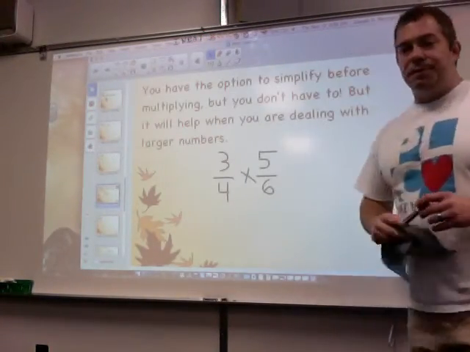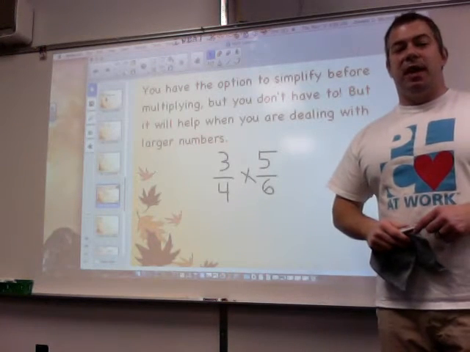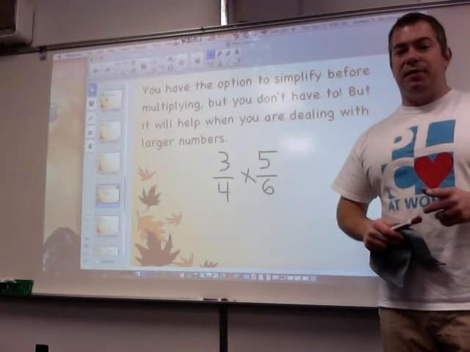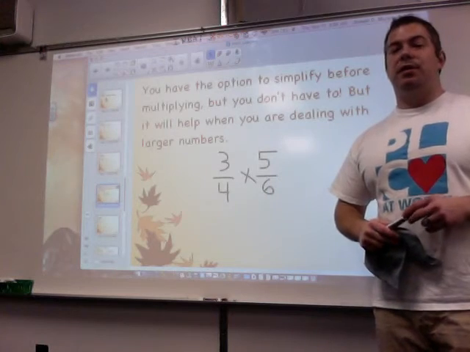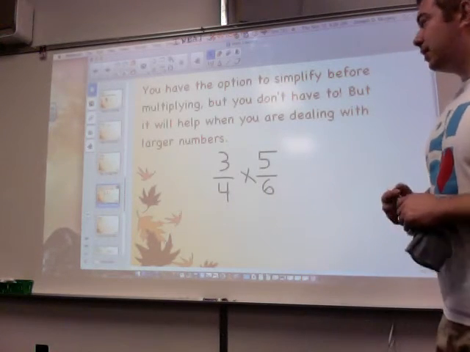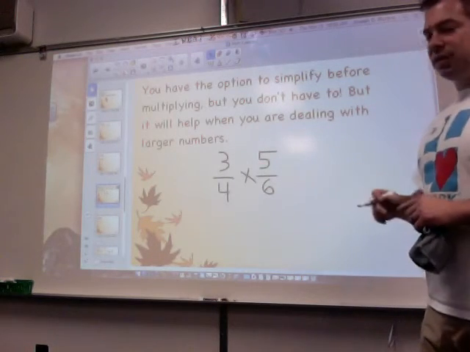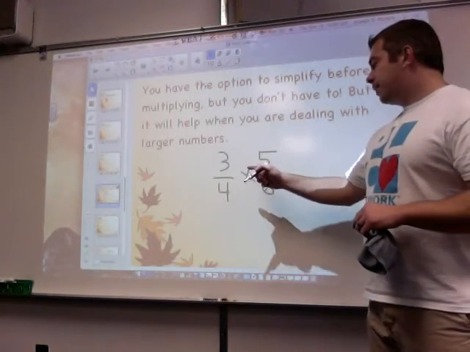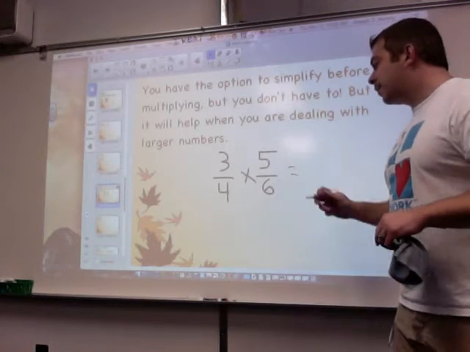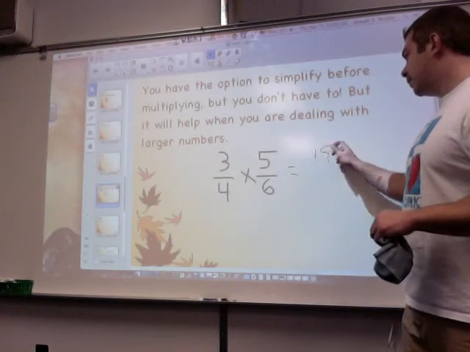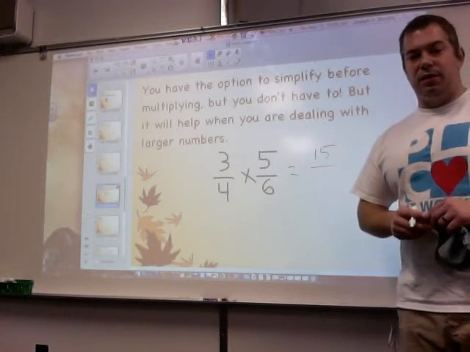Let me read this to you. You have the option to simplify before multiplying, but you don't have to. But it will help when you're dealing with larger numbers, which you'll see in the following pages. All right, let's not simplify yet. Let's just solve this first. 3/4 times 5/6. Well, 3 times 5 equals 15, and 4 times 6 equals 24.